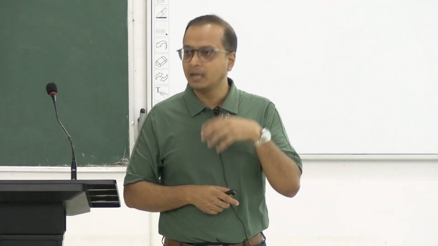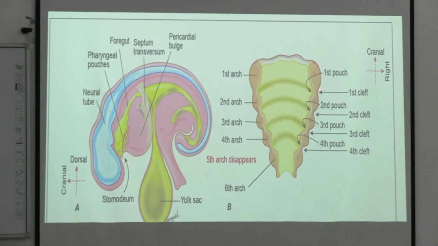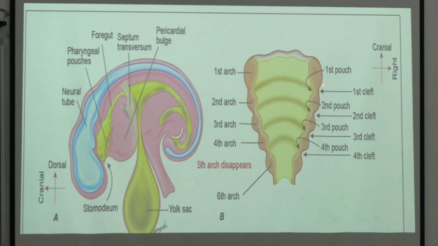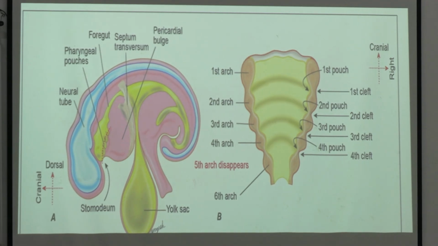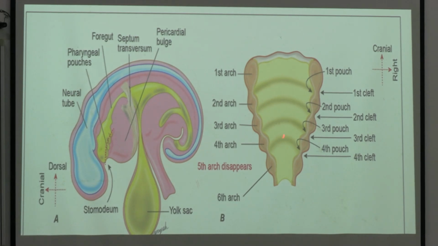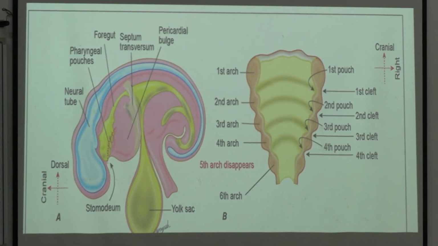On the ectodermal side we have these grooves or depressions, and on the endodermal side we name them something else. Externally, between these arches, we have a groove that we call a cleft: cleft number 1, cleft number 2, cleft number 3, cleft number 4, likewise craniocaudally. And again, on the mouth or pharynx side, we have the same depressions present.